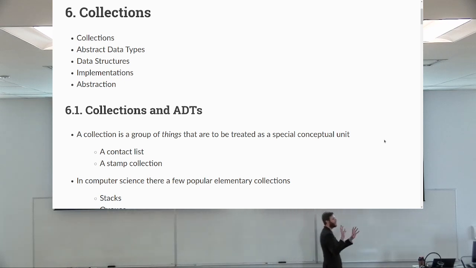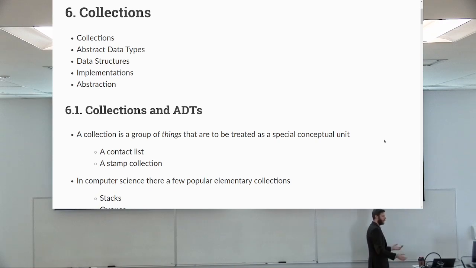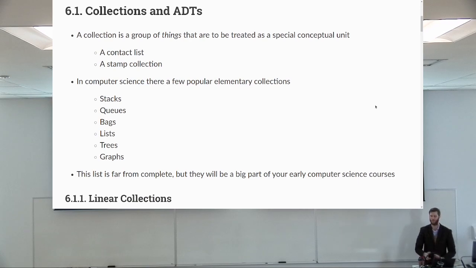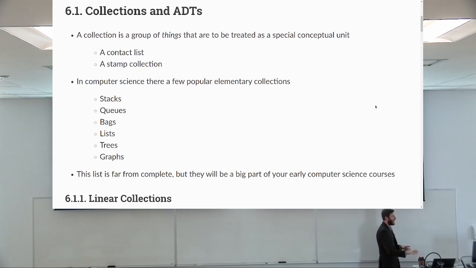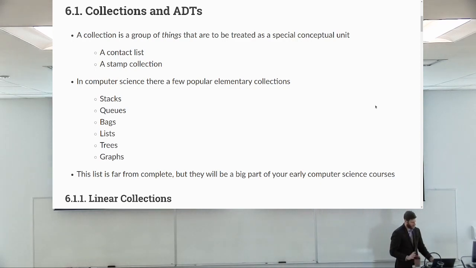Collections. The whole point of this course is data structures and the algorithms that we use with these data structures, but the emphasis is on the data structures. So, collections and abstract data types. A collection is a group of things that can be treated as some special cohesive computational unit. And in computer science, we have a couple of very popular elementary collections that we use frequently: stacks, queues, bags, lists, trees, graphs, and dictionaries. I don't know why dictionaries maybe should be there. The list there is far from complete, but those are a big part of early computer science.